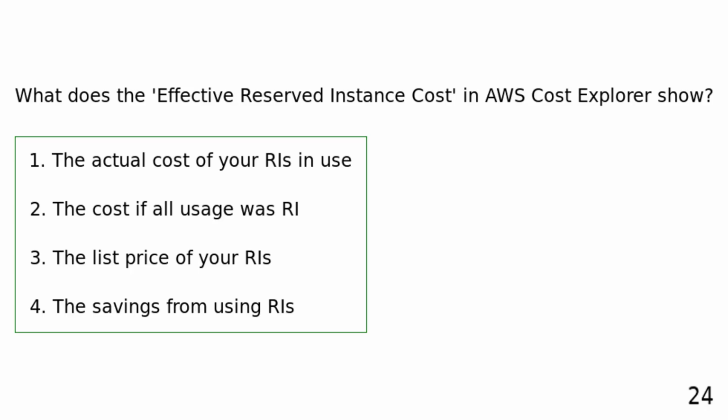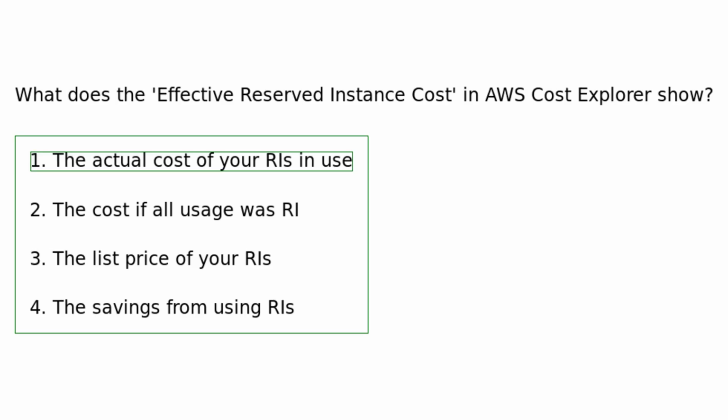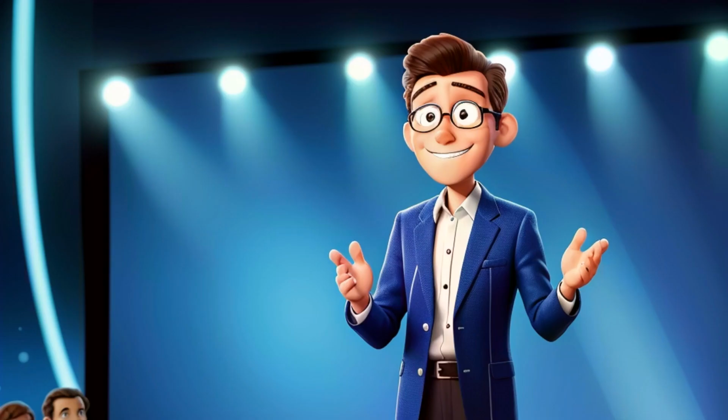What does the effective reserved instance cost in AWS Cost Explorer show? The actual cost of your RIs in use. The cost if all usage was RI. The list price of your RIs. The savings from using RIs. Effective reserved instance cost in AWS Cost Explorer displays the actual amount you're paying for your reserved instances that are currently in use.